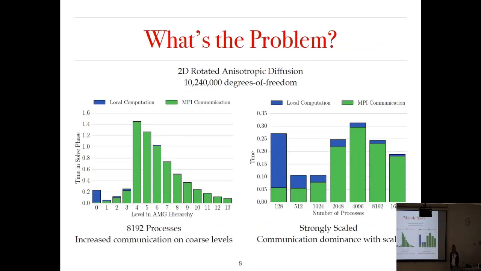Are you reducing the process set at the same time that your coarse level is picked, or are these communication numbers for the original process set with like 12 cores? Yeah, they're with the original process set. We're not redistributing the problem at all.